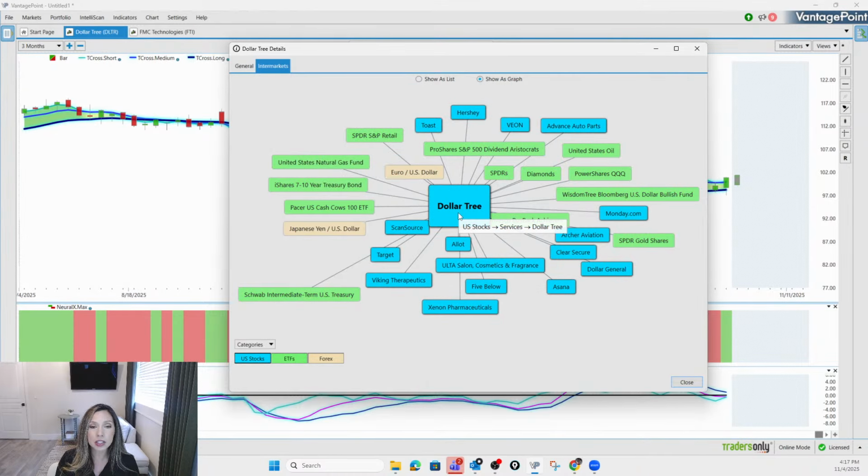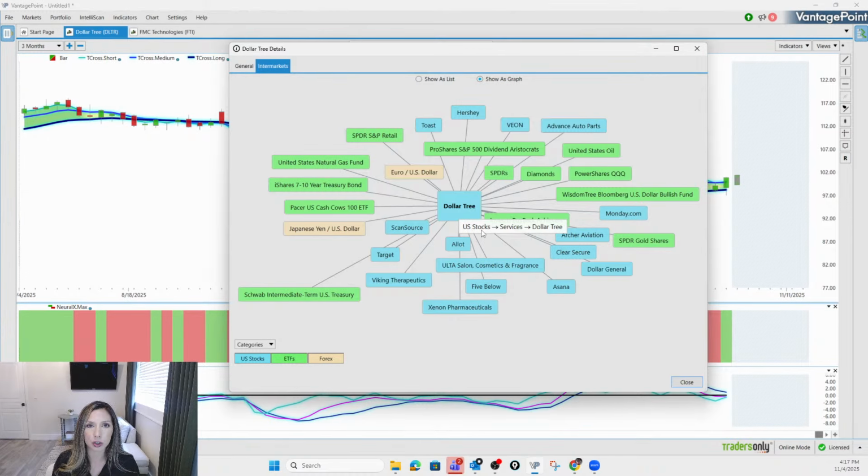But looking at Dollar Tree, you can see now that there are many influencing factors when it comes to the price movement of Dollar Tree. If you want to know where something is going, understand the factors that are driving it, right? Are they turning it to the right, to the left? Is it going straight? Is it going sideways, right? So look at the driving factors in order to understand where that asset's going to go. And that's what VantagePoint does.